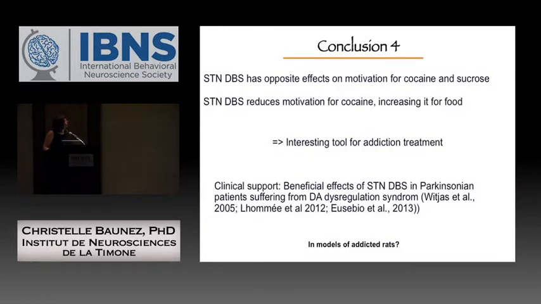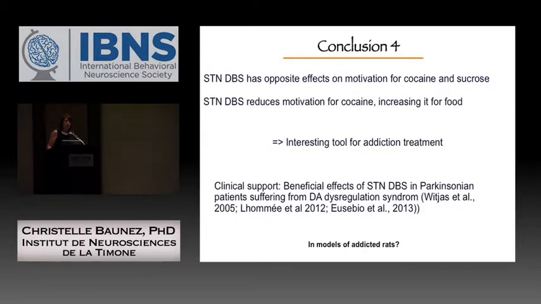So now we have an opposite effect induced by STN DBS on motivation for cocaine and sucrose, as we had seen it for lesions. It reduces motivation for the drug, increasing it for food. So not only do we have an interesting target for the treatment of addiction, but we also have an interesting tool. And what is the clinical support for our results?